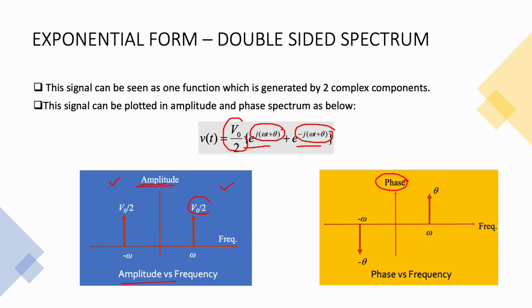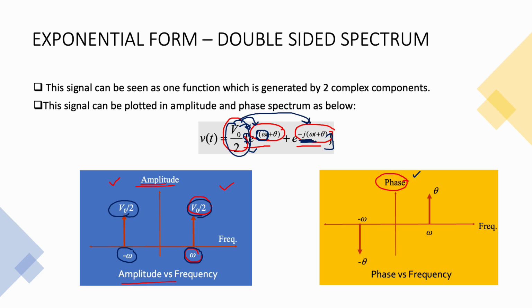So we have one positive. Why is it positive? Because at this side we have positive omega naught. Oh, sorry, here it is positive omega. So at positive omega, the value of the amplitude is V0 over 2. But we also have negative omega, right? Here we have negative omega. So at negative omega, we still have the value of amplitude V0 over 2, because we have brackets here. Maksudnya, kita kembangkan. You need to expand the bracket. So one amplitude is for positive omega. Another amplitude is for negative omega.